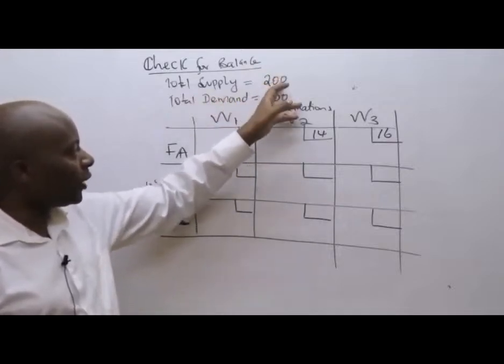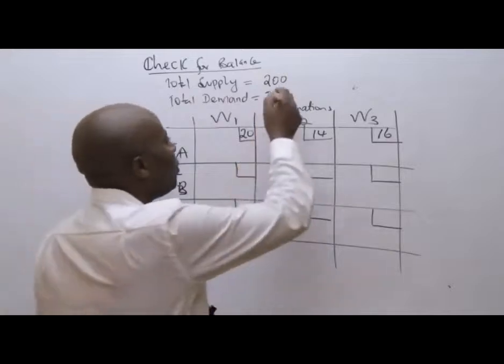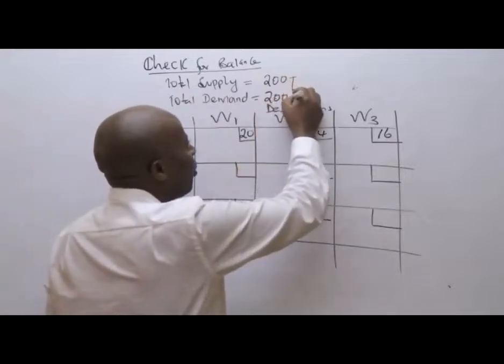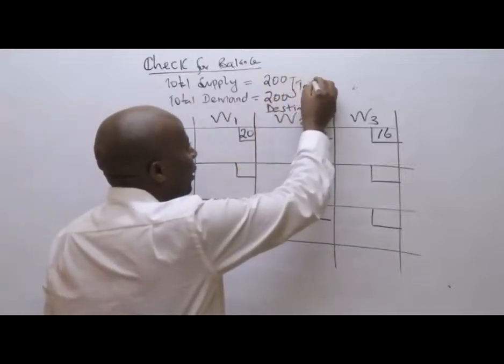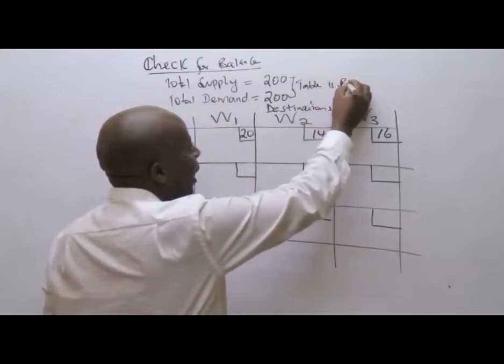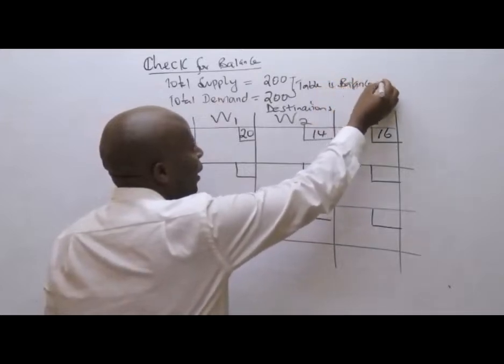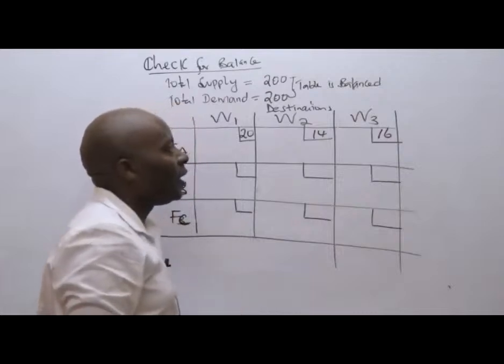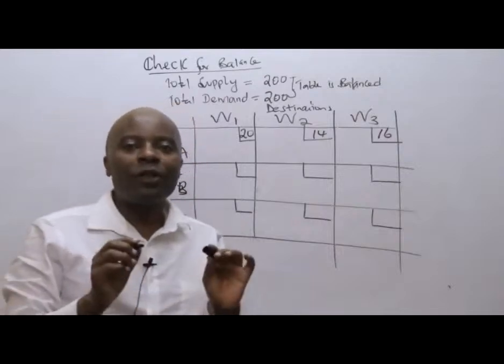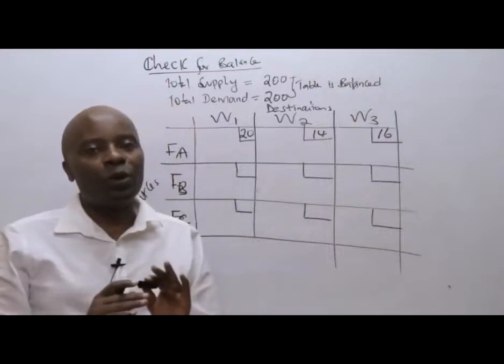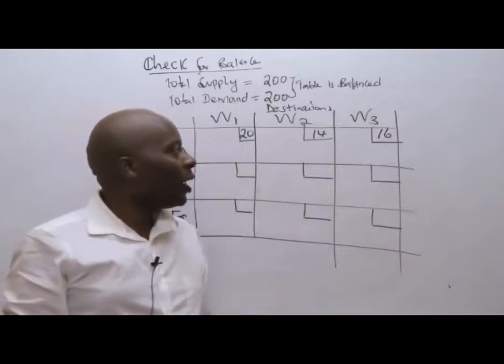So the two are the same, and therefore we conclude straight away that our table here is balanced. And if it is balanced, then we shall not have any need for what here? Introduction of a dummy. No dummy introduction. Now, after that, what do we do?